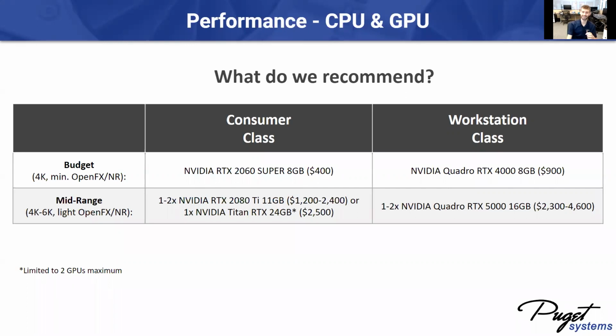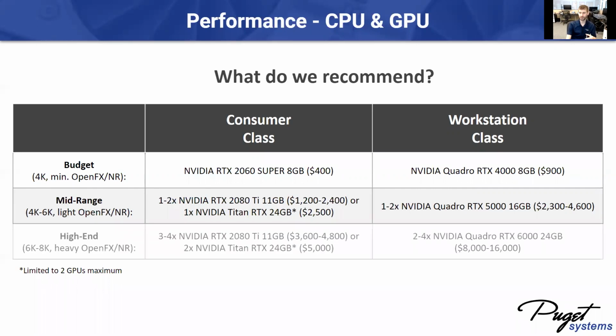So we tend to not try to go for the same exact performance on each one of these levels simply because of the cost. And then high end, if you're doing up to 8K work, a lot of OpenFX, a lot of noise reduction, maybe you do a splitter node and then do noise reduction separately on the red, green, and blue channels, this is where you get into 3 to 4 RTX 2080 Ti's. We do that very commonly for people that are doing 4K even, but really, really heavy OpenFX or noise reduction. Or you can go up to 2 Titan RTXs.